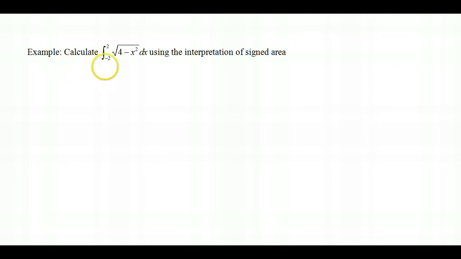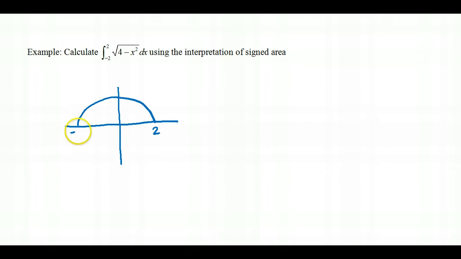Here we want to calculate the integral from negative 2 to 2 of the square root of 4 minus x squared dx using the interpretation of signed area. So this should look really familiar. We have the square root of 4 minus x squared. It was the last example we worked on, so we should know that this is the top of a circle, so it's a semicircle, and it's going to have a radius of 2. So we'll just sketch that out again really quickly. So we're going to have a semicircle with radius 2.